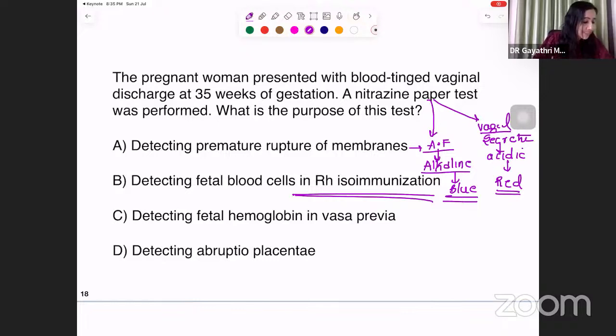Can you please summarize? Oh, yes, we are going into that, dear. We are summarizing all tests as well.